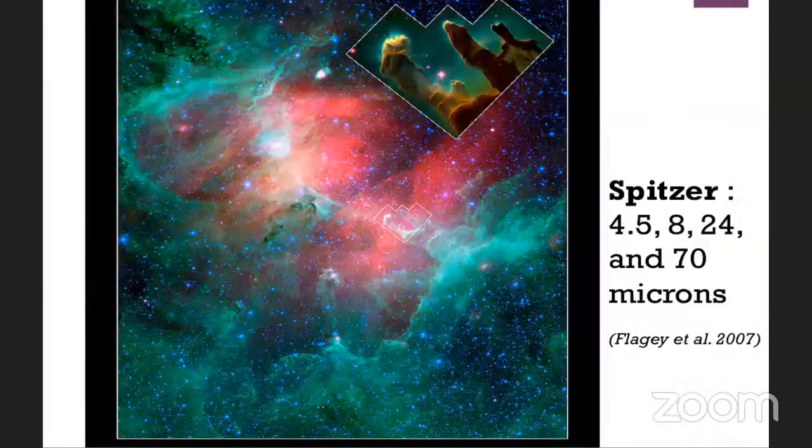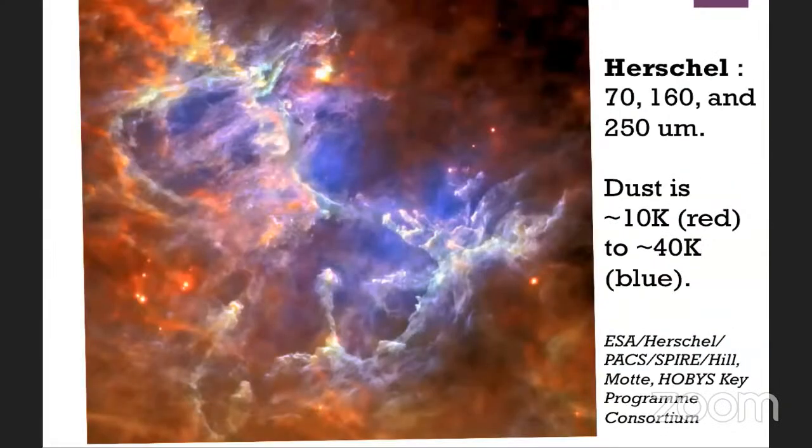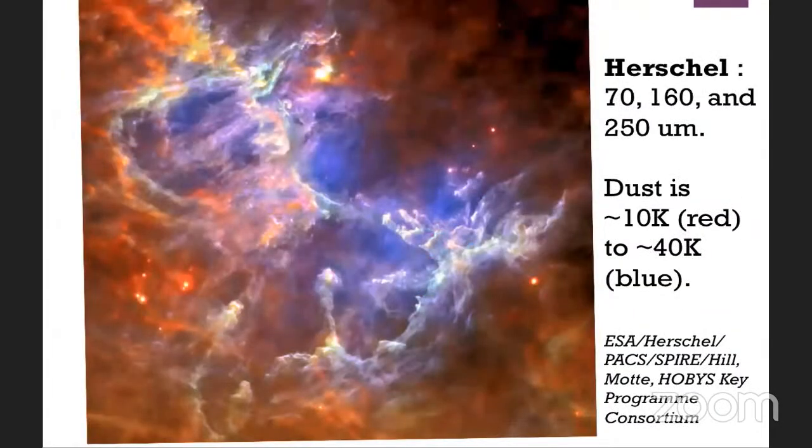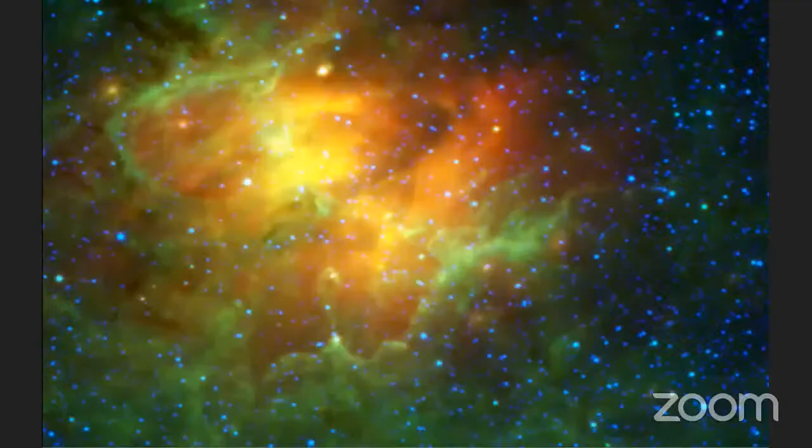You can see the talons and you can see the context, but here for Spitzer, the longest wavelength in the red plane is 70 microns. Here, 70 microns is the shortest wavelength, so it's the blue plane. This is 70, 160, and 250 microns. So there's a lot of point sources there, many, many fewer point sources here. You can see the nebulosity, but the nebulosity is really dominating the flux that we get in Herschel. So the dust that we're looking at here is between 10 and 40 Kelvin. So really, really cold dust.